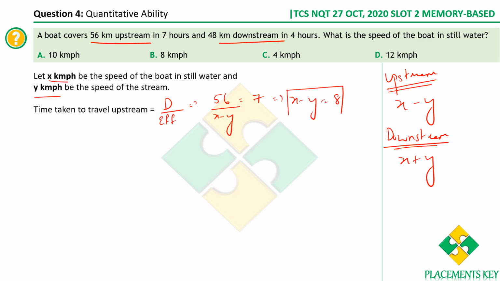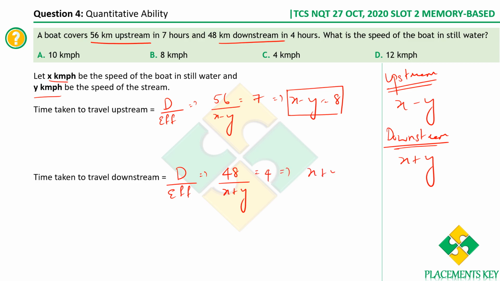Okay, similarly, what is the time taken to travel downstream? We know again it is distance by effective speed. The distance is again 48 only, right? It is 48 divided by the speed, which is x plus y, downstream. This value is given as 4. That implies we get x plus y is equal to 12.